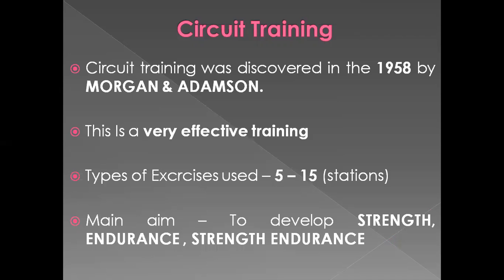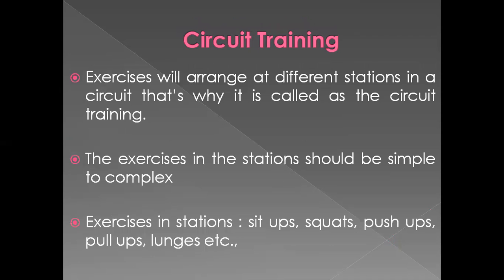In circuit training, we arrange the exercises in different stations. The stations should be 5 to 15. Exercises will be arranged at different stations in a circuit. That's why it's called circuit training. The exercises in stations should go from simple to complex. First of all, we have to check their 100% levels of exercise, and then we have to give the training intensity load. Exercises are like sit-ups, squats, push-ups, pull-ups, lunges, etc.